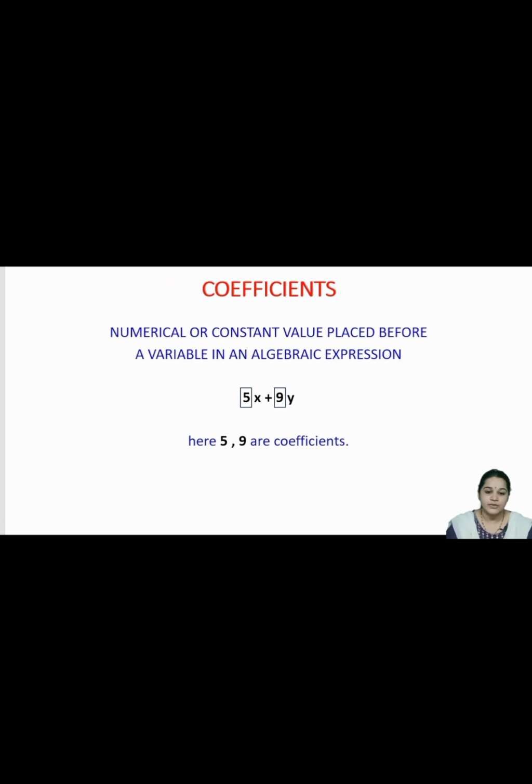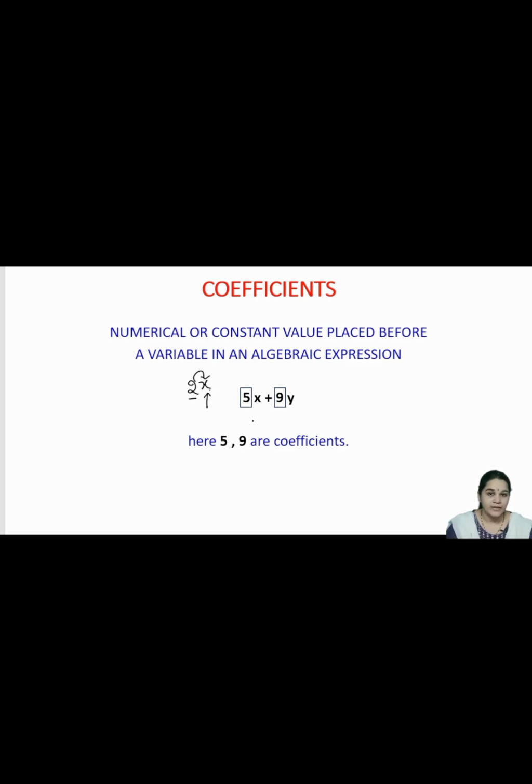Now we come to coefficients. Coefficients are the numerical or constant values which we place before the variable. For example, suppose we consider the number 2 multiplied with the variable x. Here x is a variable, and 2 is a number which is multiplied with the variable x. So we can say that 2 is the coefficient of x.